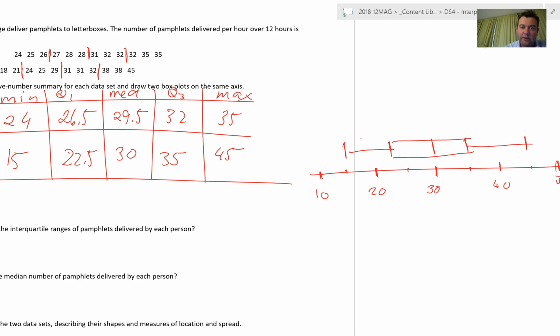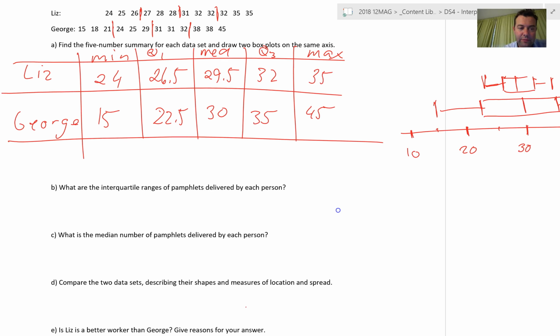Now, Liz goes above here. Right, so we start here at 24, then 26.5, then 29.5. You can see much tighter spread here. 32 and 35. Right, join the middle ones up and the outsides. Righto, there we go. There are my stacked box and whisker plots.